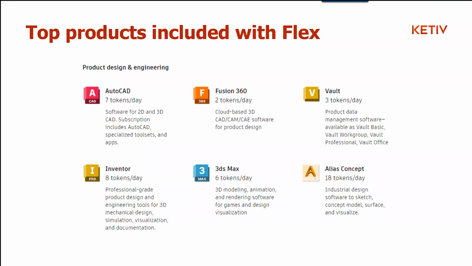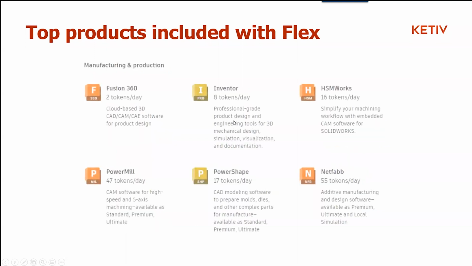Okay, so this is on the product design and engineering side. Again, some of your top products: AutoCAD, Fusion, and Inventor, 3ds Max. Here on the manufacturing and production, Fusion 360 again, PowerMill, PowerShape, Netfabb. Notice that as the complexity level of the software increases, it's going to get a little bit pricier. Not only that, but the services that these software products offer as well.